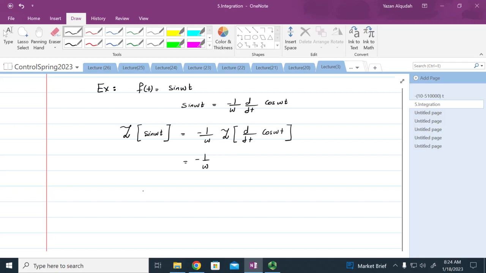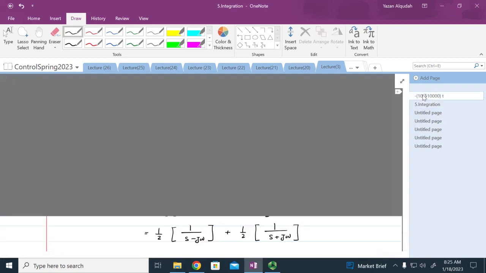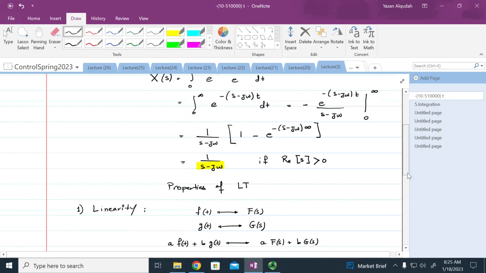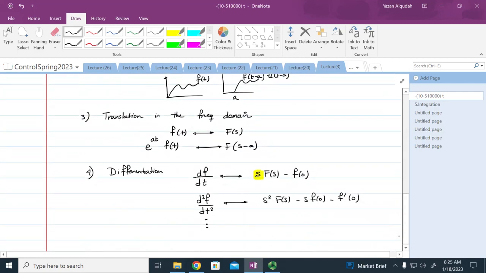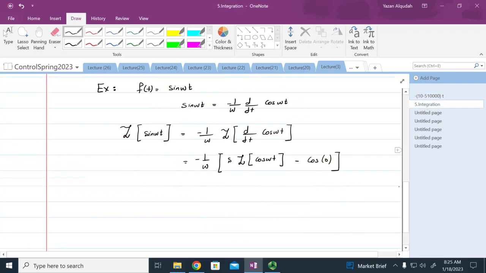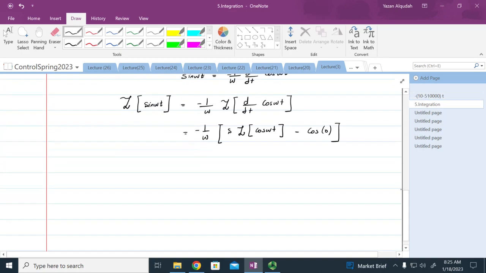Differentiation, yes, the differentiation property. This is going to equal s multiplied by the Laplace of cosine omega t minus cosine of 0. Again, let me go back to the differentiation property: s multiplied by F of s minus f of 0. Okay, so what is this going to equal?